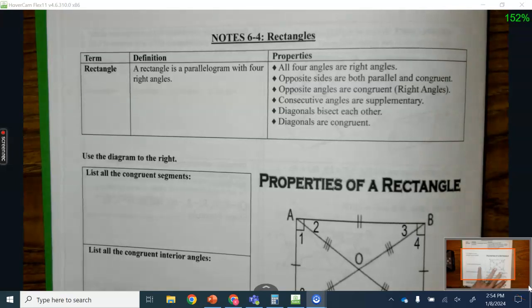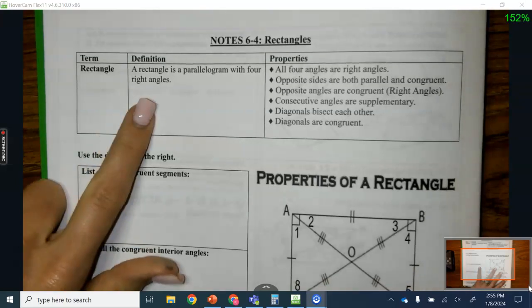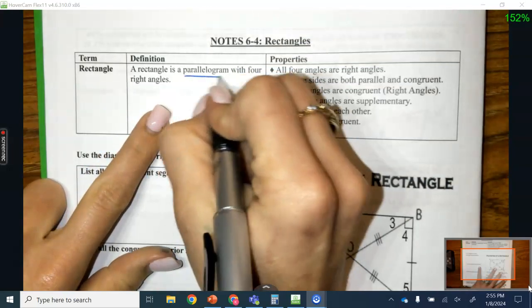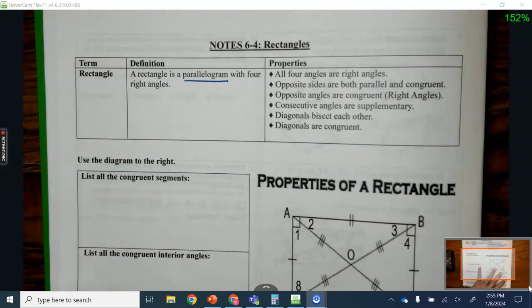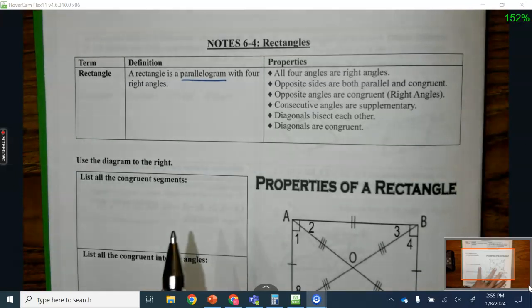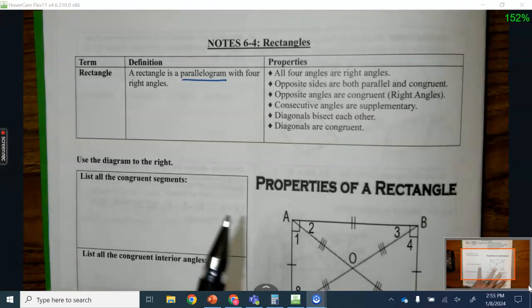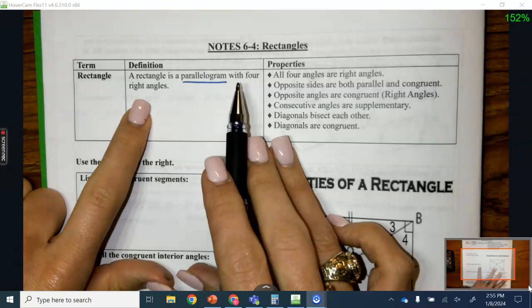Okay, so this is a 6-4 video over rectangles, which is our second parallelogram that we're going to study. The definition of a rectangle is a parallelogram with 4 right angles. If you remember, we had a property of our parallelograms where if there is 1 right angle, then that means there are 4. So with that, that is the definition of a rectangle.